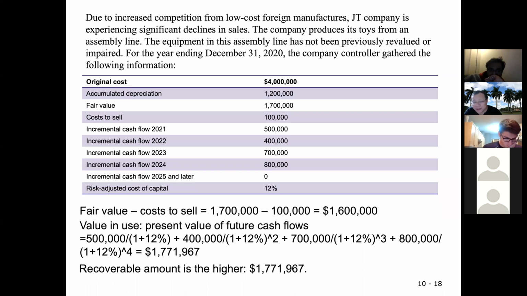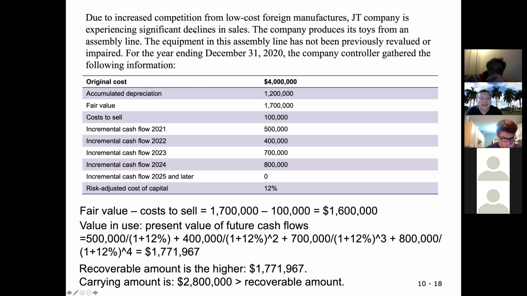What's your carrying amount? 2.8. So 2.8 is what you reported. The value we are saying here is recoverable is 1.7, right? So why is there a big difference? Because of the significant declines in sales. So these numbers are smaller than originally expected, right? So do we need to do impairment or not?